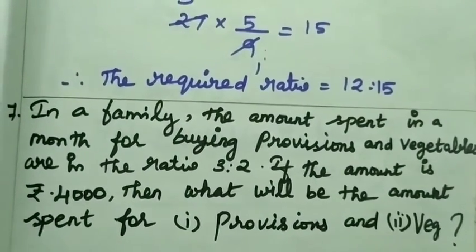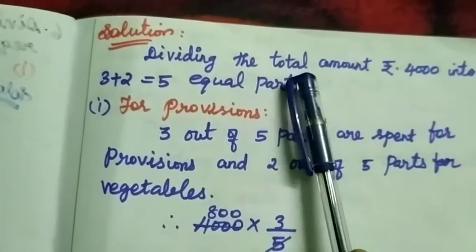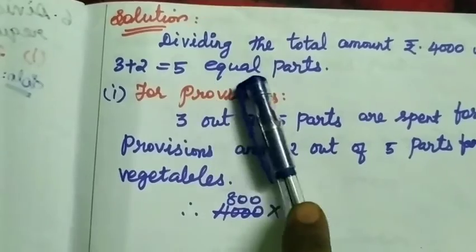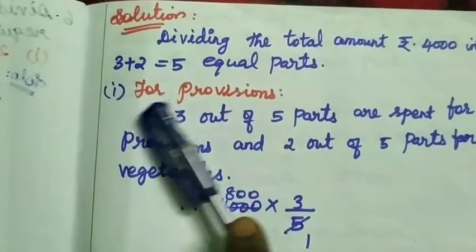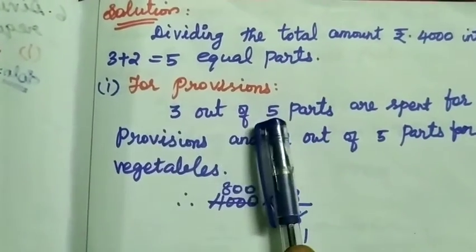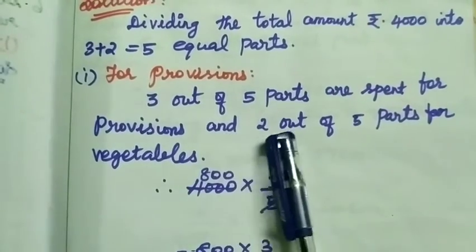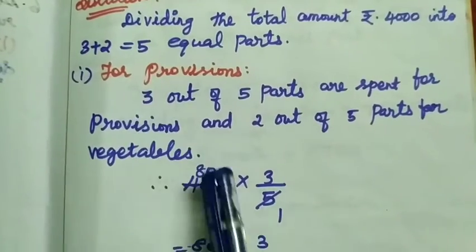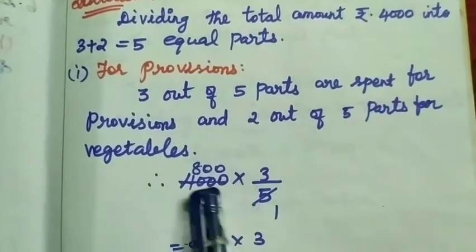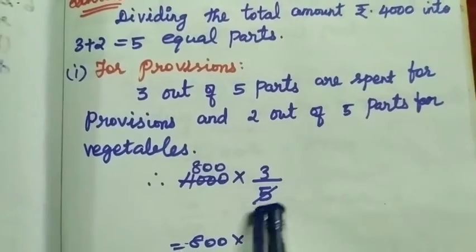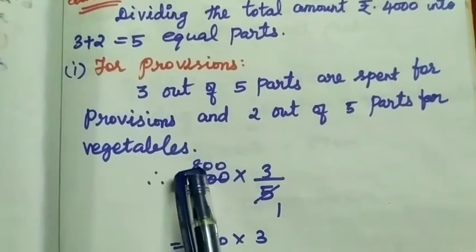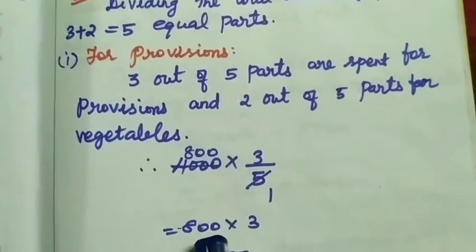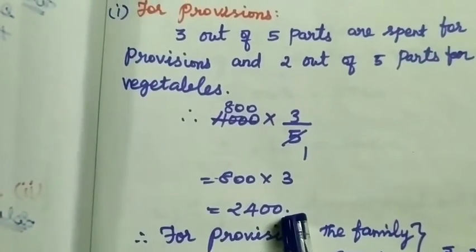Let's see this. First we divide the total amount 4,000 into 3 plus 2 equal to 5 equal parts. 3 out of 5 parts are spent for provisions and 2 out of 5 parts for vegetables. First we take 3 by 5. 4,000 into 3 by 5. 1 5 is 5, and 8 5s are 40, so 800. 800 into 3, so we get the answer 2,400.